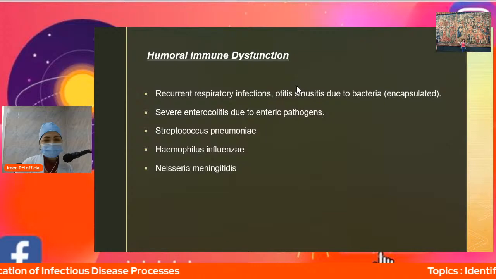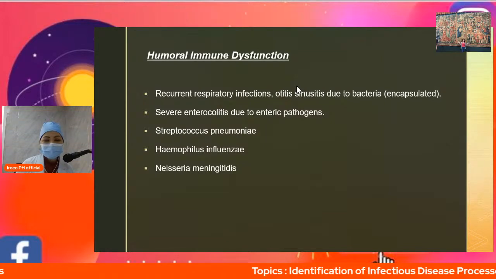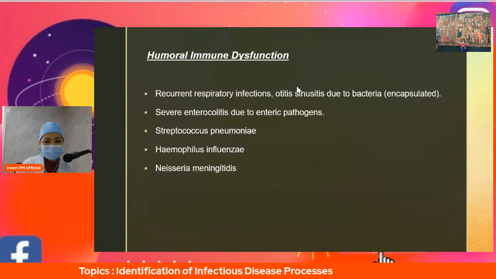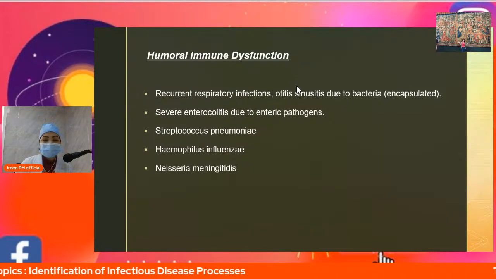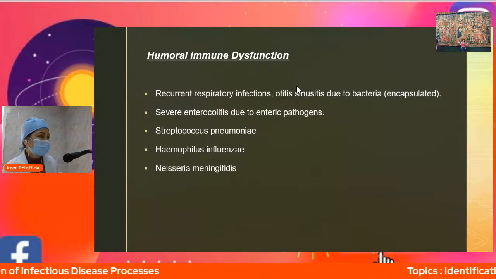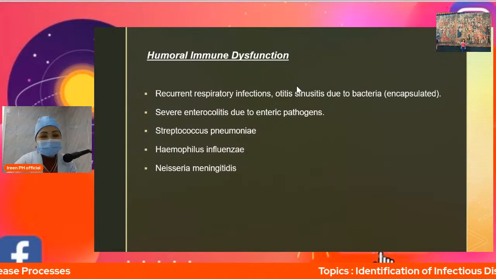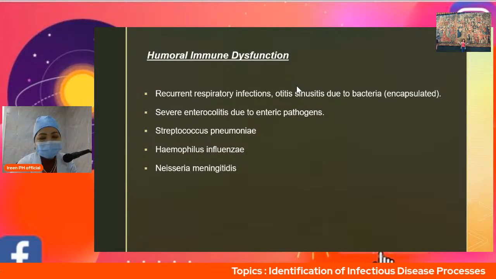Humoral immune dysfunction. What is your acronym here? My acronym here is RSSS HN. It depends on what is easy for you. RSSS HN.